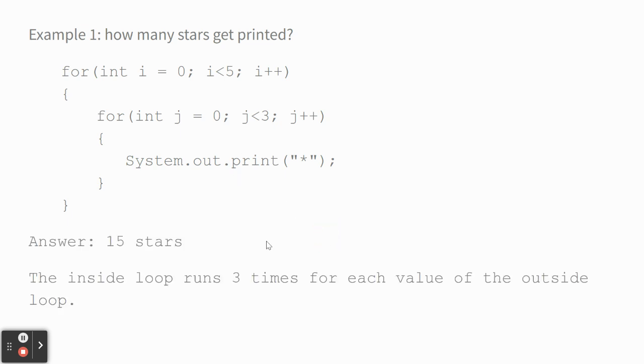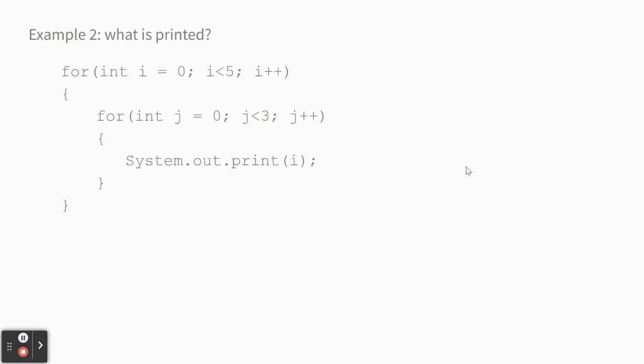And the answer is 15 stars. That's because this outer loop is going to run 5 times: 0, 1, 2, 3, 4. And the inner loop is going to run 3 times: 0, 1, 2. 5 times 3 is 15. You can literally just multiply that. There's not a lot of monkey business going on here. Here's another example.